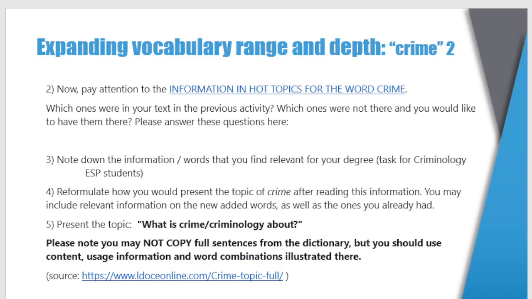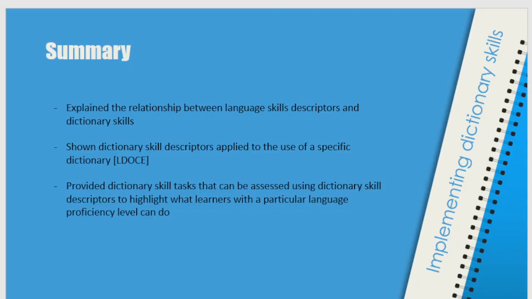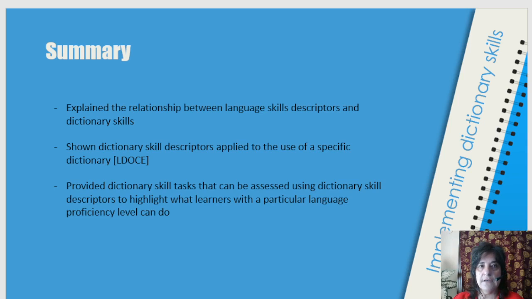So, to sum up, what I've done in this presentation is to explain the relationship between language skill descriptors and dictionary skills. I've shown dictionary skill descriptors apply to the use of a specific dictionary, and provided dictionary skill tasks that can be assessed using dictionary skill descriptors to highlight what learners with a particular language proficiency level can do.